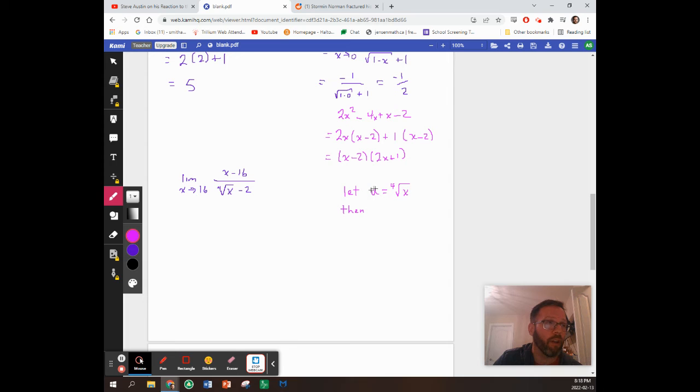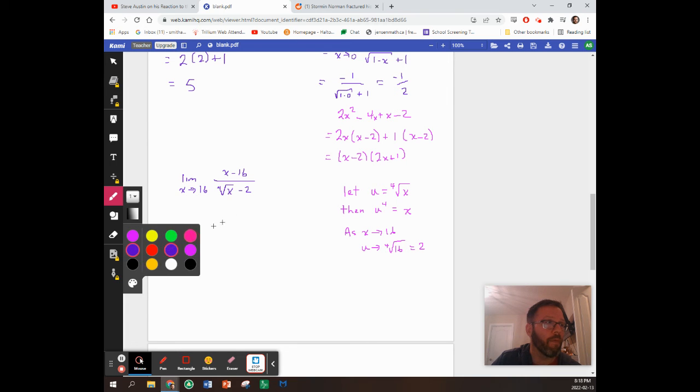If u equals the fourth root of x, then u to the power 4 would be equal to x. That's just how roots work. The last thing we have to do is, because the original limit was in terms of x and we're introducing this new variable u, ask what happens as x approaches 16. What happens to u? Well, u will approach the fourth root of 16, which is equal to 2.